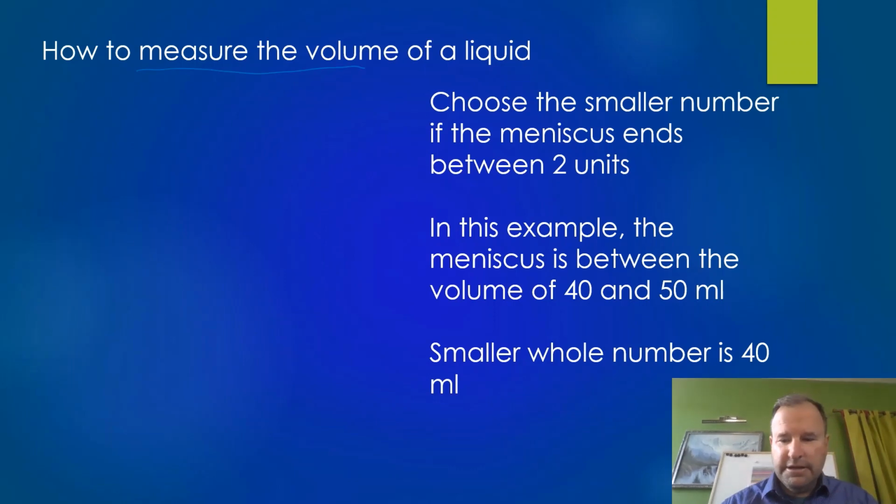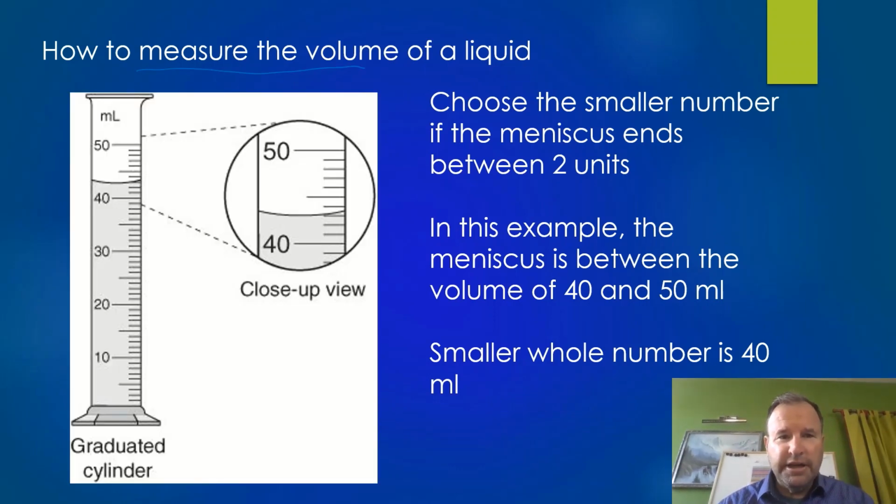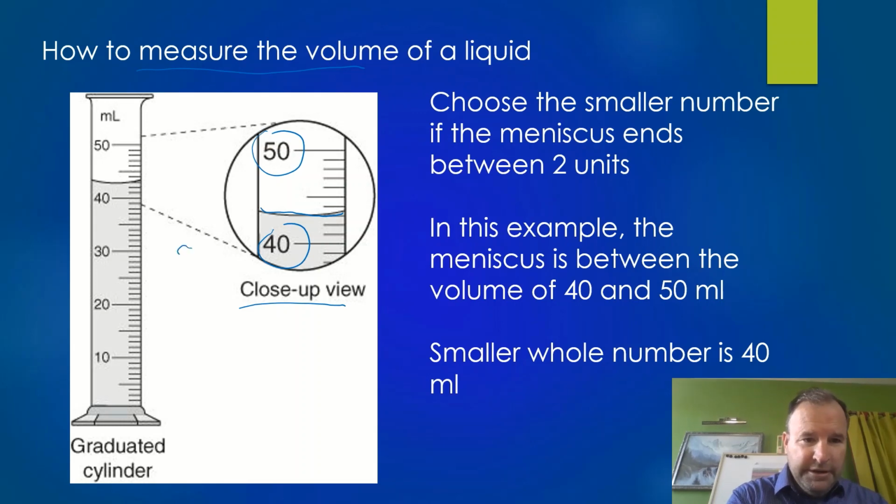Look at that. Here's the volume we're going to be looking at, the volume of a liquid. You can see on the blown up view that it's the volume between 50 and 40 mils. You always choose the smaller number when you're looking at the volume between them. In this case, it is 40 mils. So the smaller whole number here is 40 mils. Take that as we look at the volume.